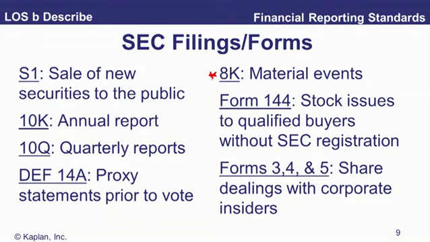Forms 3, 4 and 5 may be a little bit more important. What we're going to see in 3, 4 and 5 is share dealings with corporate insiders. In other words, corporate insiders, managers, of course, are corporate insiders, employees, managers, but also beneficial owners of greater than 10% of the company's voting capital. So if you're a shareholder and you own over 10% of the company's shares, then you're deemed in this situation to be a corporate insider. And what these forms are going to have to disclose, therefore, is transactions, dealings with those corporate insiders.